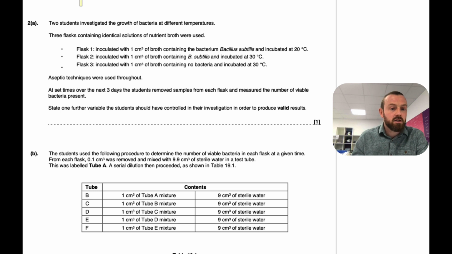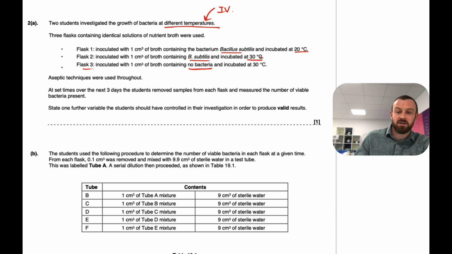Okay, so the question says, 2 students investigated the growth of bacteria at different temperatures. So different temperatures, that is our independent variable. 3 flasks containing identical solutions of nutrient broth were used. Flask 1 has the bacterium at 20. Flask 2 has the bacterium at 30. And flask 3 has no bacteria. So flask 3 is a control, we can see. We've got 20 degrees C, 30 degrees C, and then 30 degrees C, but with no bacteria, so that's a control. Aseptic techniques were used throughout.